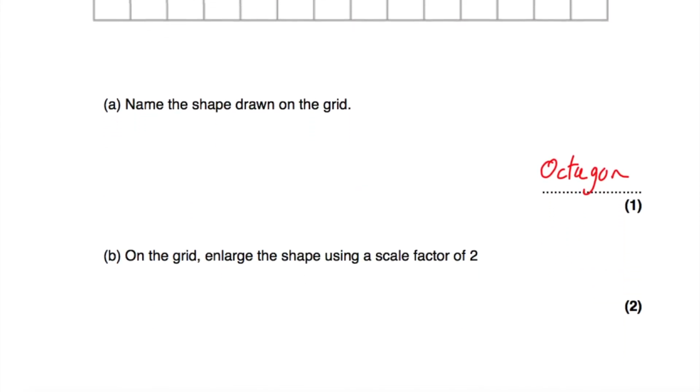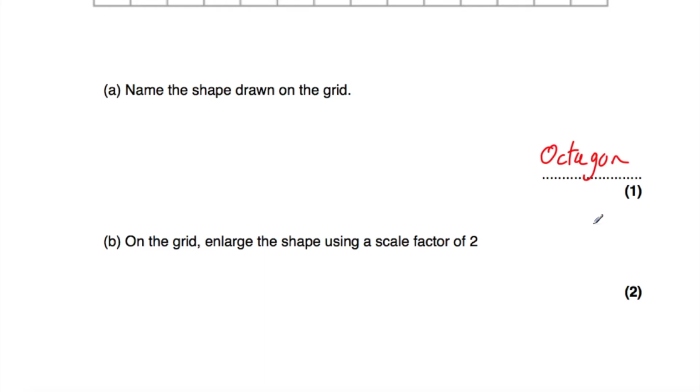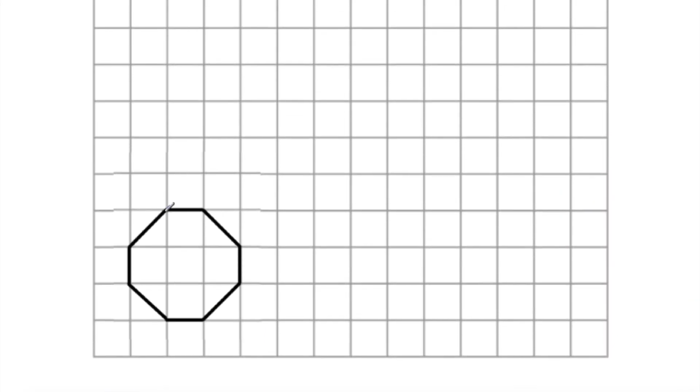Okay, and then part B. Part B says on the grid, enlarge the shape using scale factor 2. So we want to enlarge this octagon by scale factor 2. That means we want to make all the sides twice as long. So the base here, instead of being 1 square across, is going to be 2 squares across. So let's get a ruler and pencil, and draw a base of 2 squares across like so.